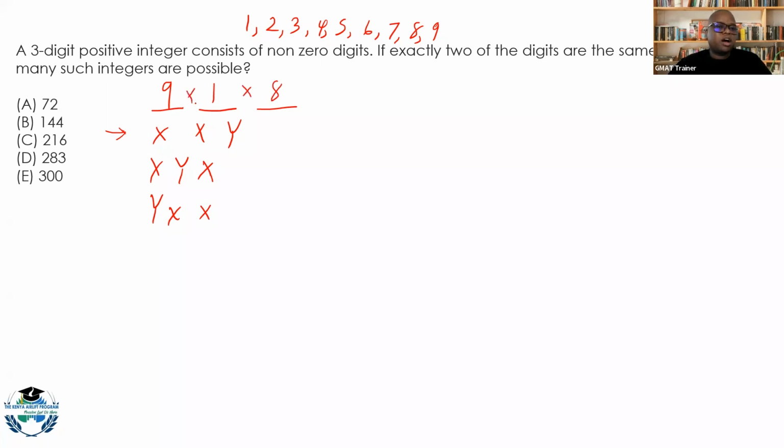So the number of ways in which you can have a 3-digit number for the first iteration, in which the first and the second position are similar, is 9 times 1 times 8, which is 72. The same order will repeat itself for the second and third iterations we're looking at, and therefore, we just multiply this by 3. If you multiply this by 3, you get 216, which is choice C.